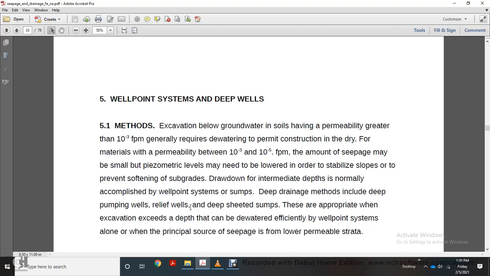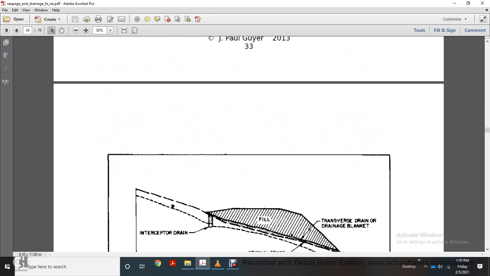Intermediate depth is normally accomplished with well point systems or sumps. Deep drainage methods include the deep pumping well, the relief well, and the deep sheeted sumps. These are appropriate when the excavation exceeds the depth that can be dewatered efficiently by the well point system alone, with the principal source of seepage from lower permeable strata.